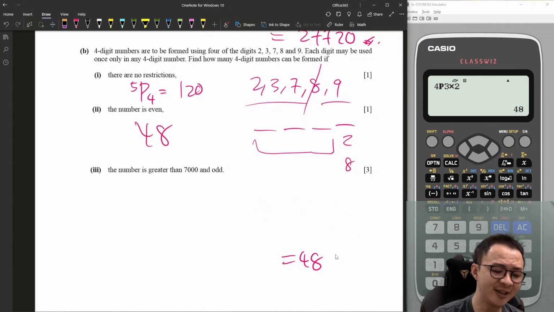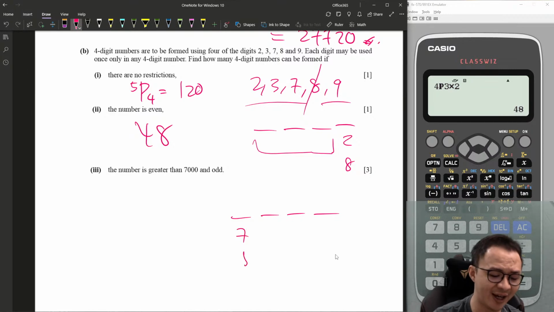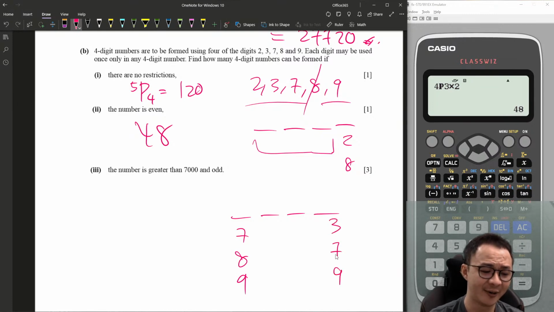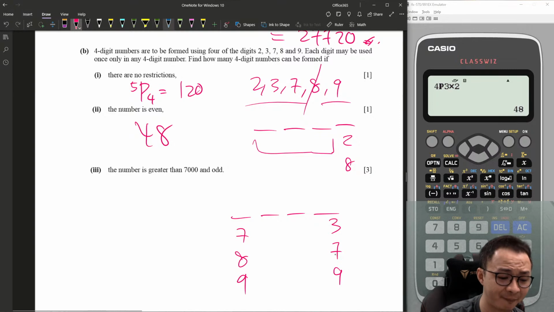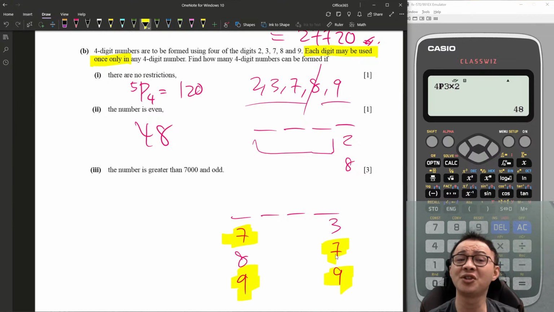Okay, now this number must be greater than 7,000. It must be an odd number. So greater than 7,000 means I can only put 7, 8, or 9 in the first place. It must be an odd number, so must be 3, 7, or 9 at the back. But here they tell you something, right? Each digit may be used once only. If I straight away do it like this, you can see I use 7 twice, and I use 9. I'm repeating the 9 and 7 here, which is not allowed.